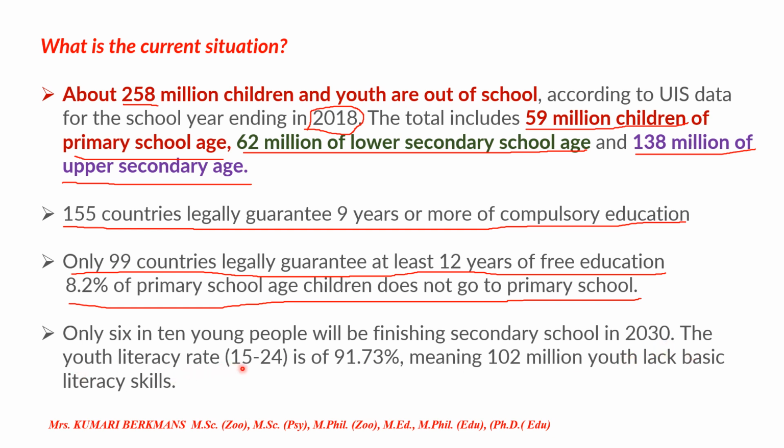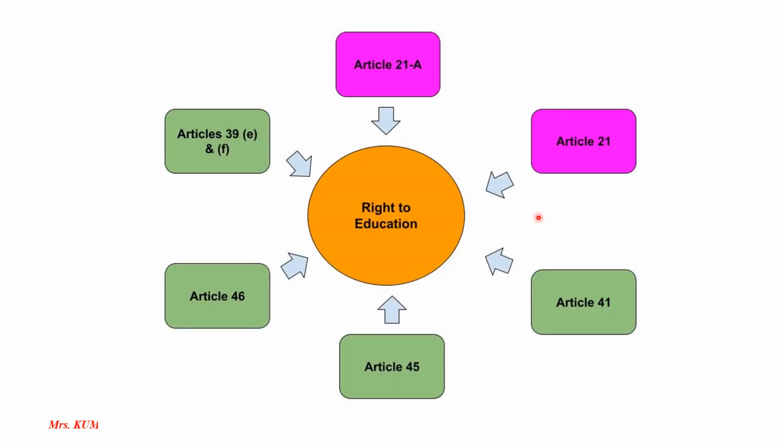The youth literacy rate for ages 15 to 24 is 91.73%, meaning 1 or 2 million youth lack basic literacy skills. Okay, it is very sad to see all these statistical analyses, but these are very important from the examination point of view. So make a note of this.